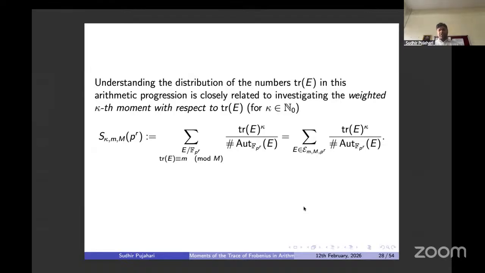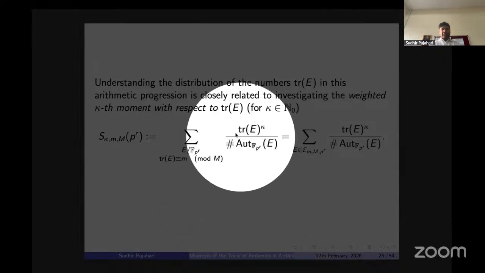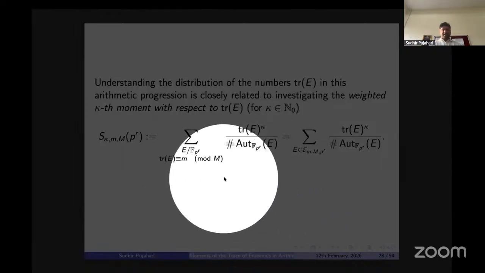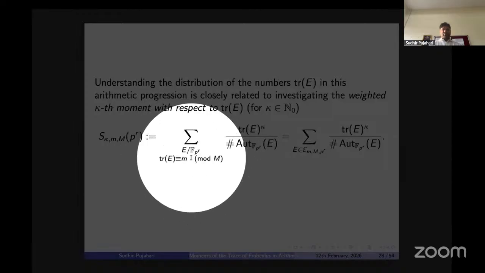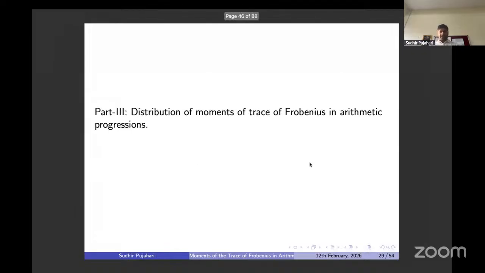And in order to understand the distribution of the trace of Frobenius with this restriction, or with the congruence conditions, we denote by S the collection of these moments. Basically, we have to study the moments of the elliptic curves, what Birch did, but now with the restriction. So now we sum over those elliptic curves so that the trace of Frobenius is congruent to m mod M. And this normalization is very natural; we have to normalize it. Basically, we have to obtain all the moments, both even and odd, in order to study the distribution.